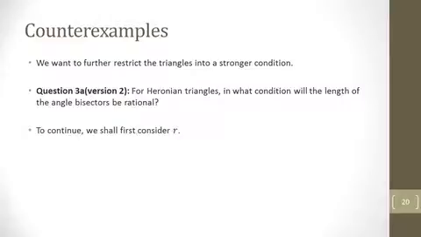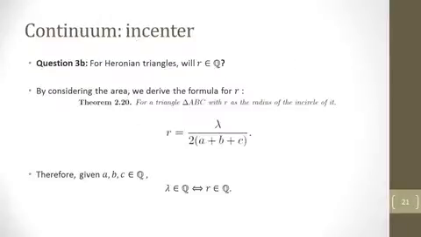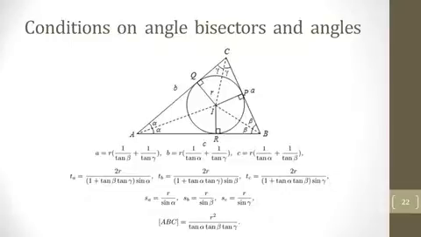But to continue, we shall first consider r. We ask for Heronian triangles where r belongs to Q. By considering the area, we derive the formula for r. Therefore, given a, b, c rational, lambda is rational if and only if r is rational. We'll now move on to conditions on angle bisectors and angles. We first define alpha, beta, gamma as the angles as shown. And we get these formulas.